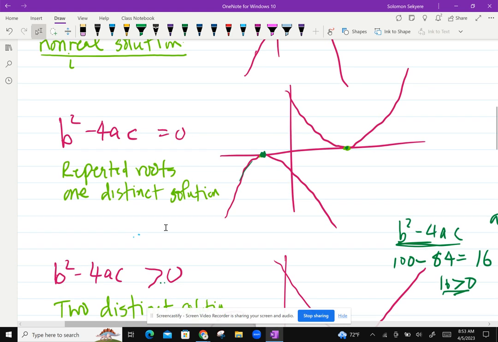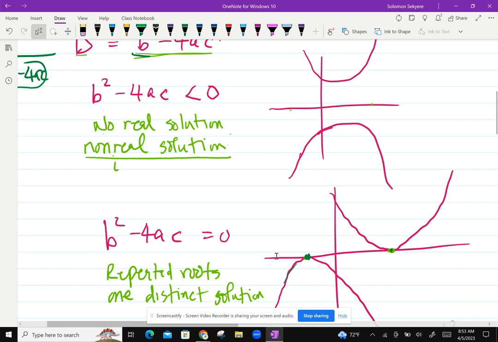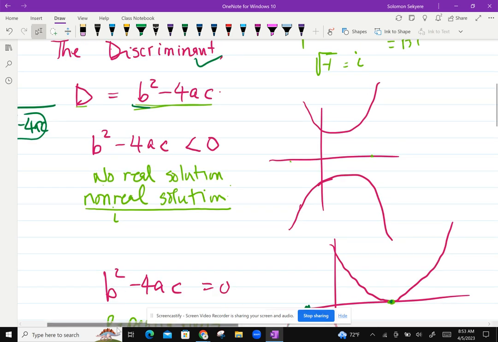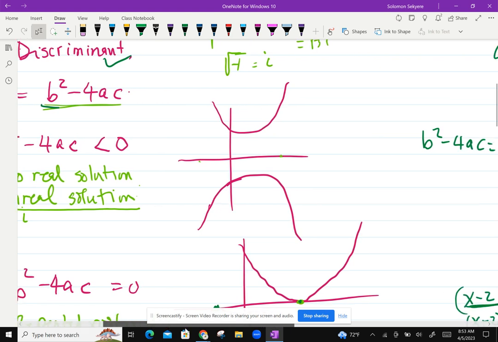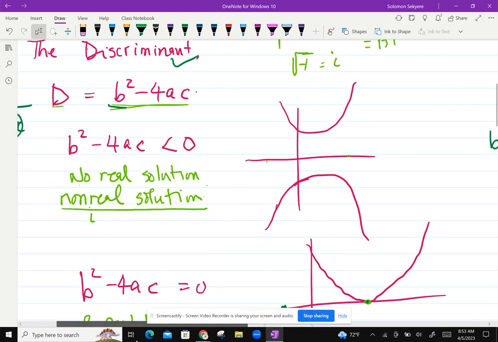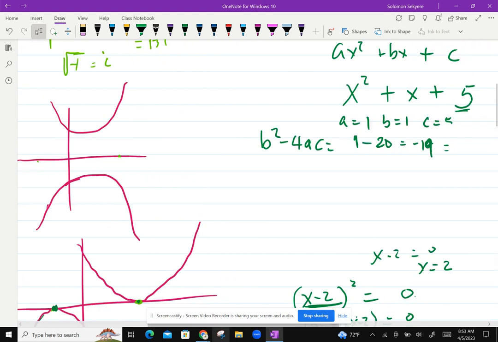The third one is the discriminant is less than 0. If it's less than 0, we are not going to get real solutions. Okay, we have solutions, but they're non-real. They're going to be imaginary. All right, and the graph is going to look like this, and that means it's not going to touch the x-axis.